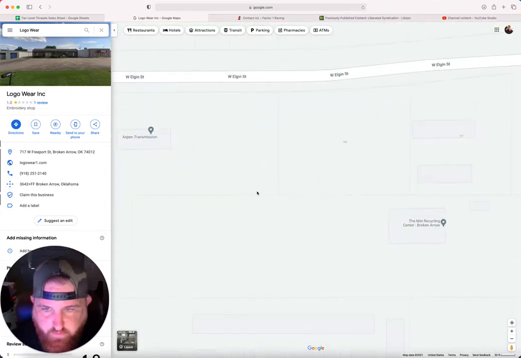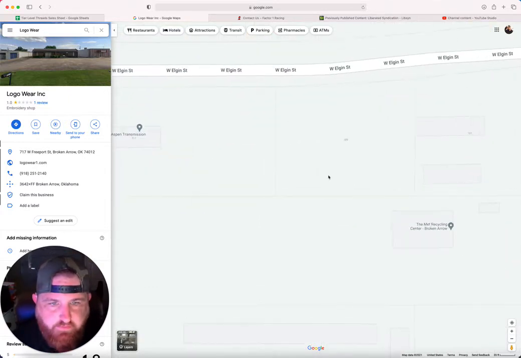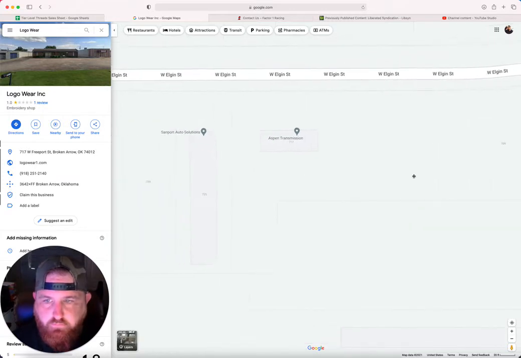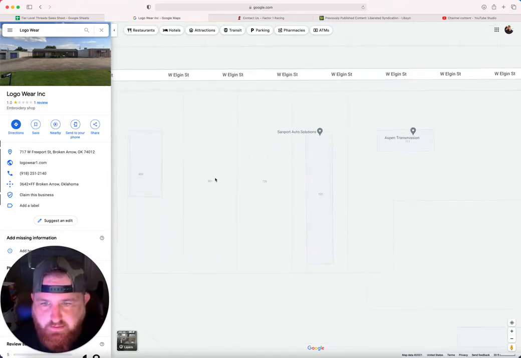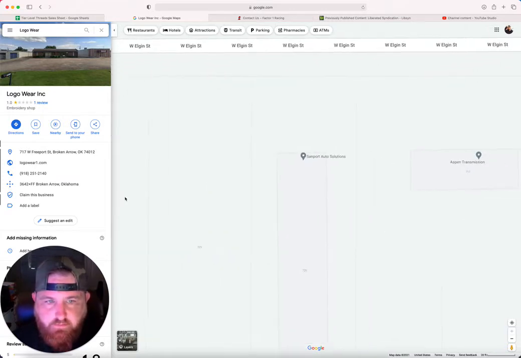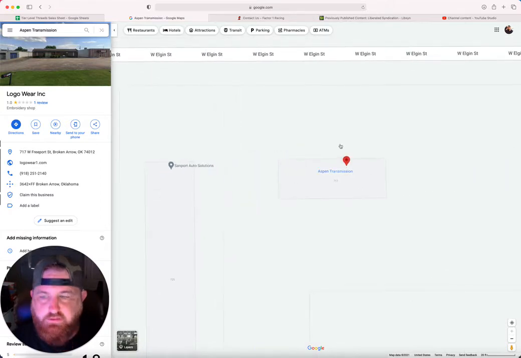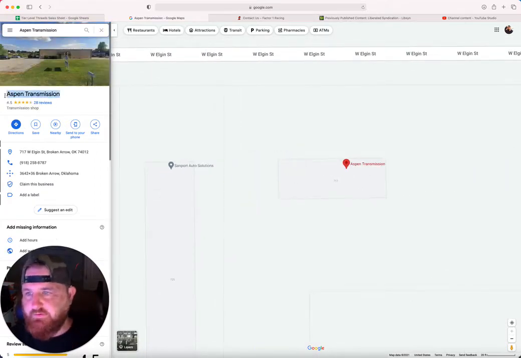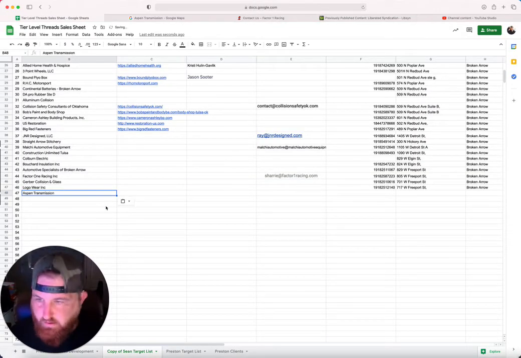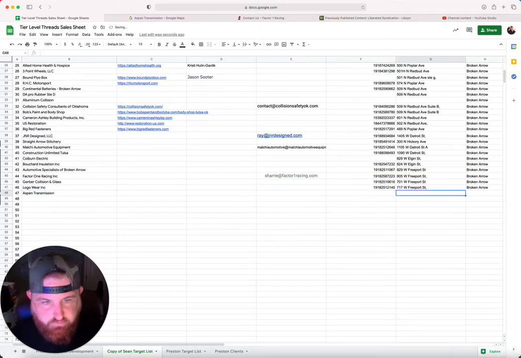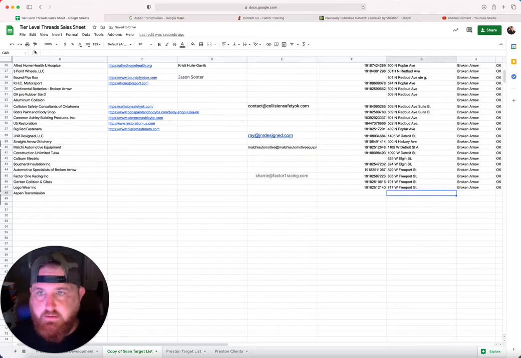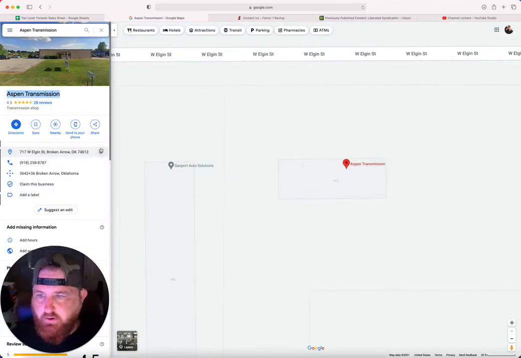I want to find that one place that's over here somewhere. It's a really cool place, but I'm not seeing it show up on here. But here's another transmission shop called Aspen Transmission. And if anybody owns a car, especially if it's an older car, transmissions go out all the time. So again, good target opportunity.